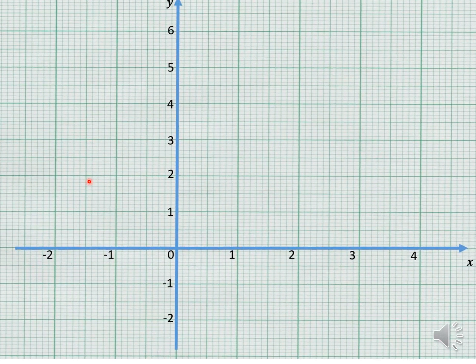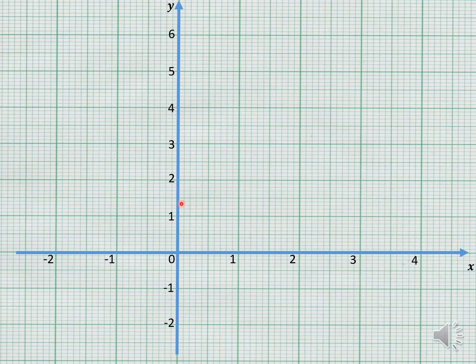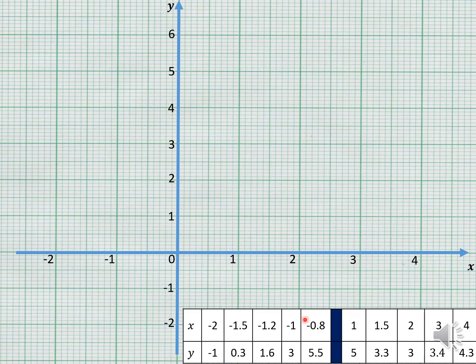So let me bring my graph paper. Here I've got my graph paper with my scale, and I have labeled my x's. Let me bring in my table. I am going to plot all of these points on my graph paper. I'm going to start with the point (-2, -1), and then (-1.5, 0.3). You must make sure that you find that small particular square there. And for -1.2, I get an output of 1.6, and -1 is 3, all the way up there, and then -0.8, which is close to -1, I get 5.5. So that does it for that side.